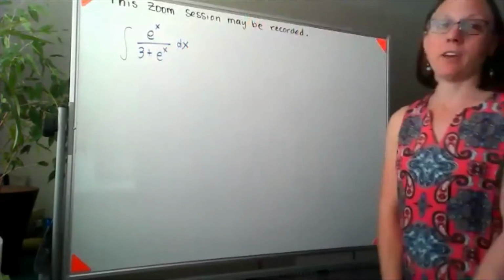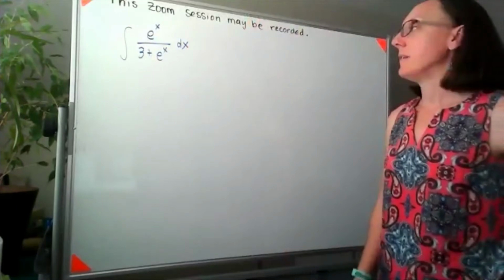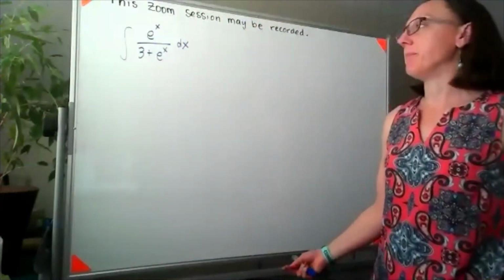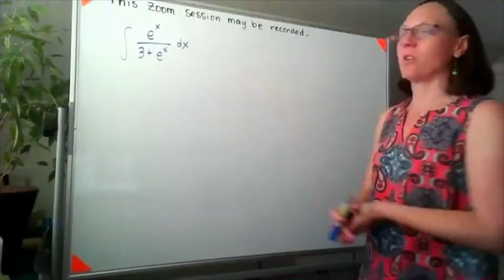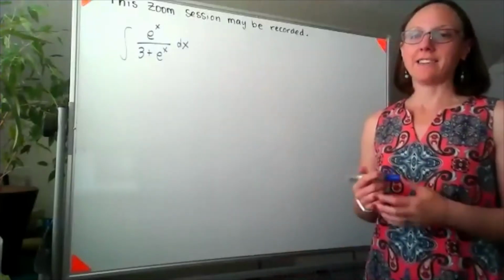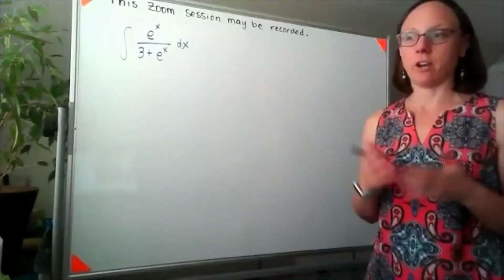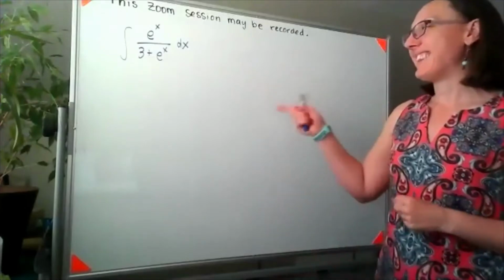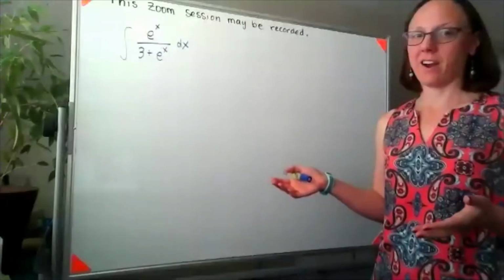So I'm looking at the integral of e to the x over 3 plus e to the x. We actually have two different ways that we can solve this. The first is, well, when I first look at an integral, I'm usually thinking, is it just a number times x raised to a power, so that I can use that general power rule for antiderivatives? And this one isn't. I've got e to the x's in there.